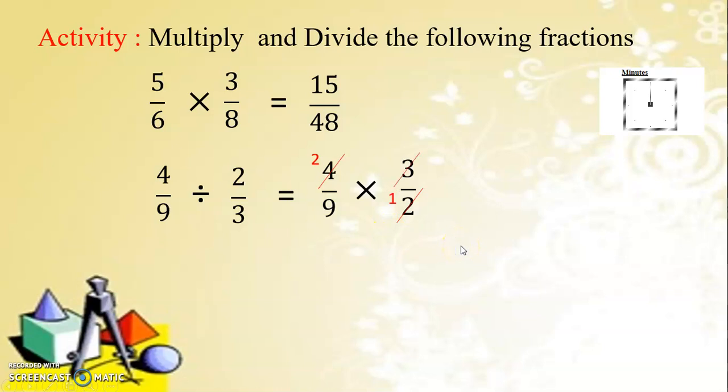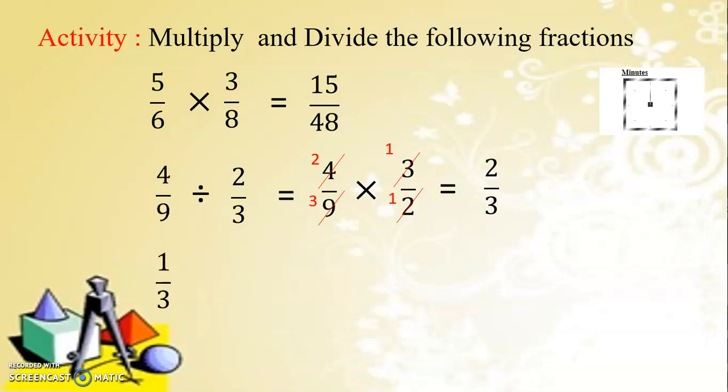While 3 and 9 have the same common factor, which is 3. So, 3 will become 1 and 9 will become 3. Next, you need to multiply directly. So 2 times 1 is 2 and 3 times 1 is 3.